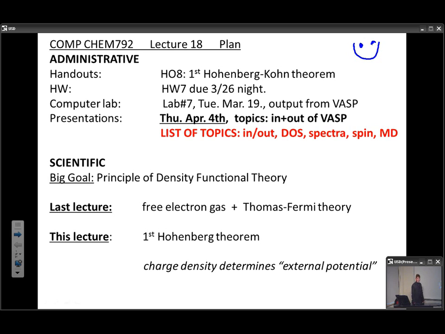Okay, thank you for coming, staying with us. We are continuing our chapter on density functional theory. Last time we acquired the simplest possible foundation of density functional theory, and today we are starting to go into actual theory that is being used. So let's focus on the administrative side first.